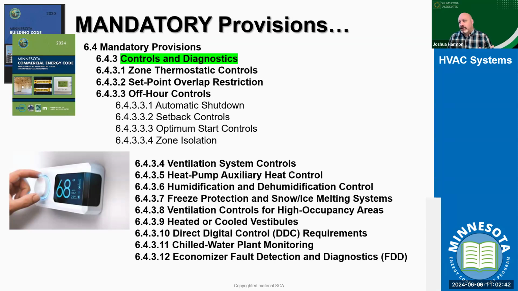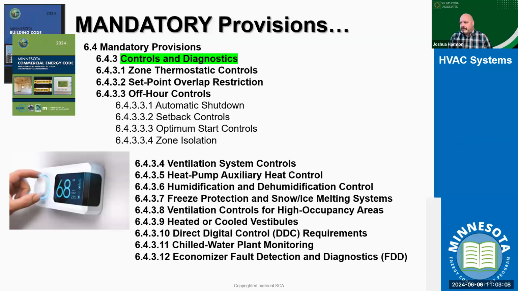Part of the mandatory provisions of the code when it comes to HVAC systems relates to controls and diagnostic expectations with automatic shutoffs and setbacks and zone isolation. These are concepts that when we talk about mechanical systems in a little bit deeper conversation, we'll get into more. But again, we need to understand that these expectations are mandatory, right? If a system is there, we need to make sure it's being installed properly, right?